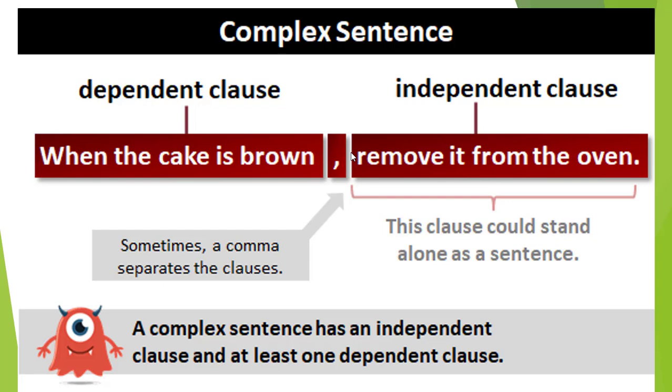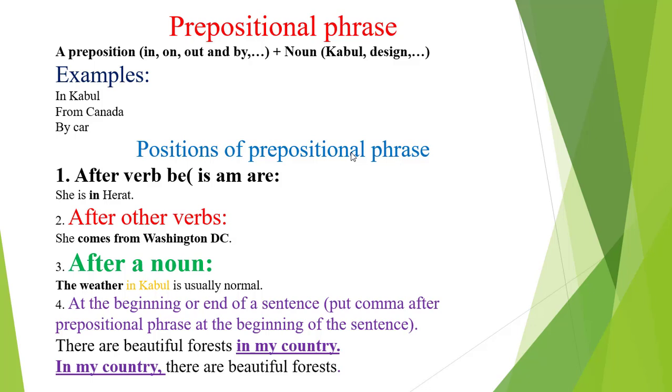So by definition, a complex sentence has an independent clause and at least one dependent clause. A complex sentence is one where you have one independent clause and at least one dependent clause. Okay. Then we have the prepositional phrase. A preposition such as in, on, out and by plus a noun is called a prepositional phrase.